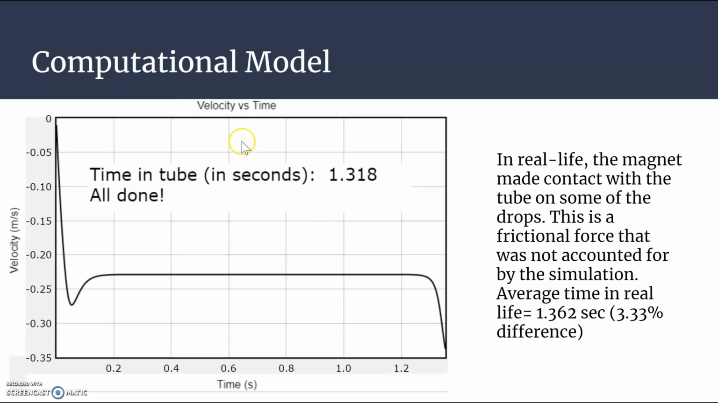So next we looked into the computational model, which was done on GlowScript, and here is the graph of velocity versus time. It took about 1.32 seconds for the magnet to fall completely through the tube. In real life, the magnet made contact with the tube on some of the drops. This is a frictional force that was not accounted for by the simulation, and it caused about a 3% difference between the computational model and real life.